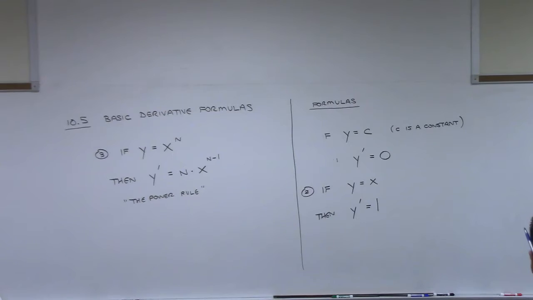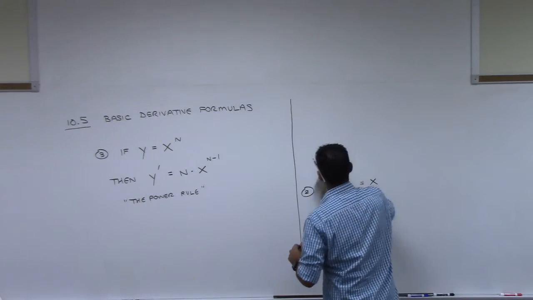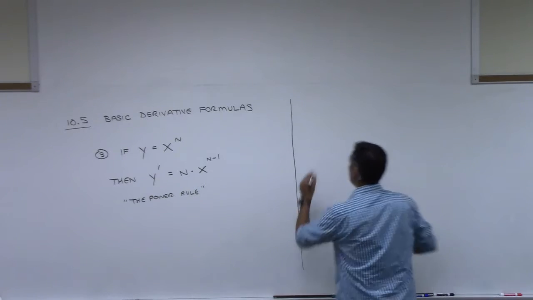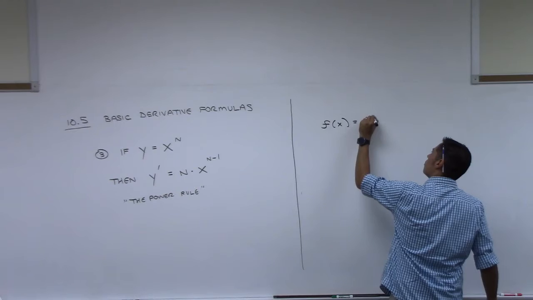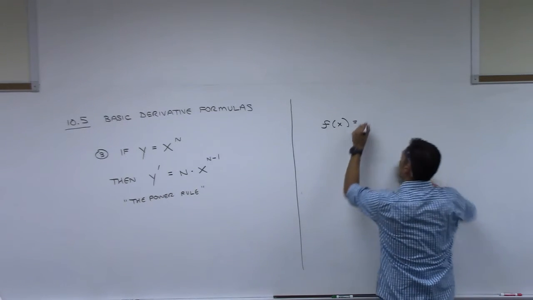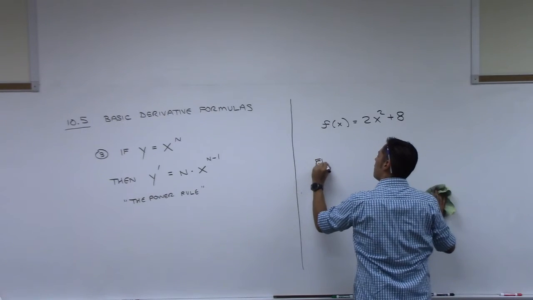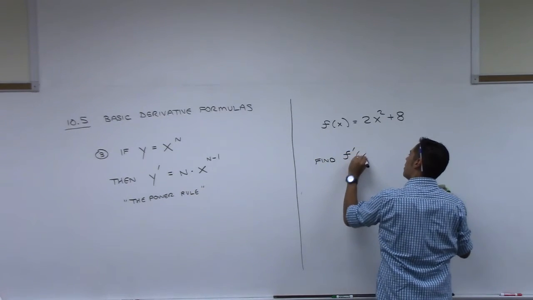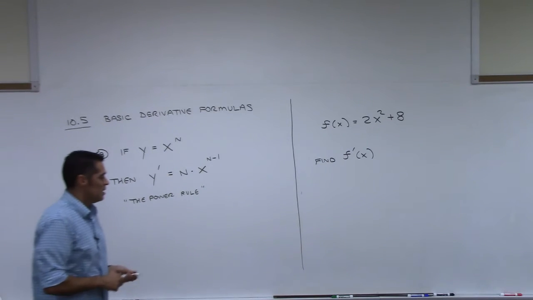So check this out. What was the first problem that I asked us to do? The first one today, the first example we did. We had f of x equals 2x squared plus 8, right? And I said find f prime of x, right? That's what I said to find? Which means I said find the derivative, right? So check this out.